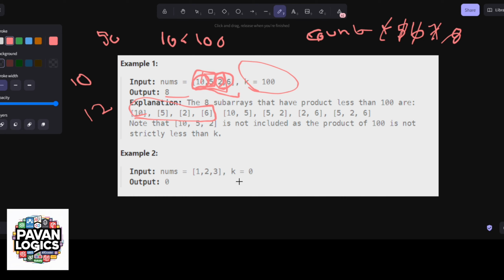If our k is 0, we have to return 0 because we can't get 0 as a product. Okay, so now let's look into the approach.